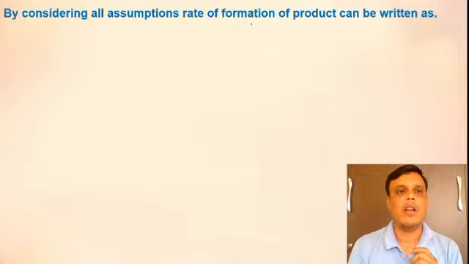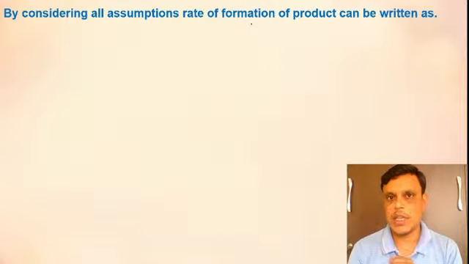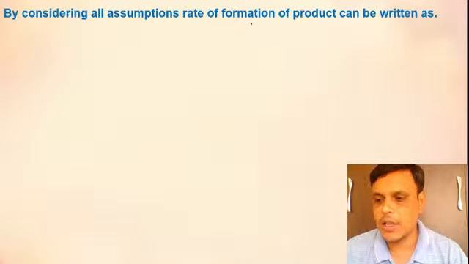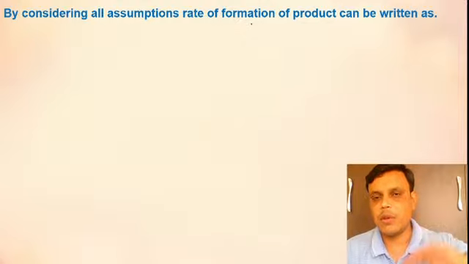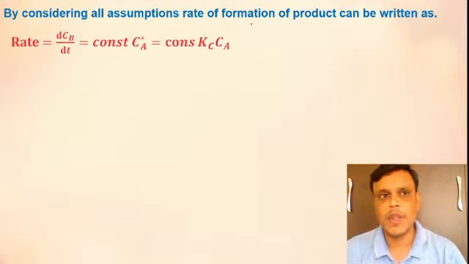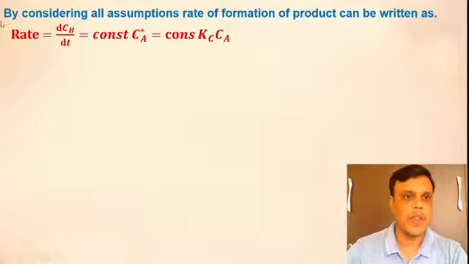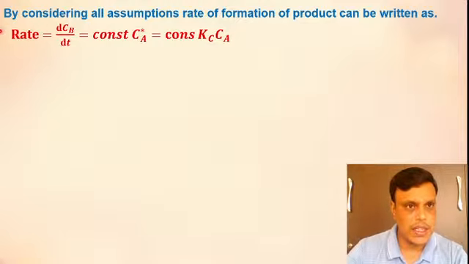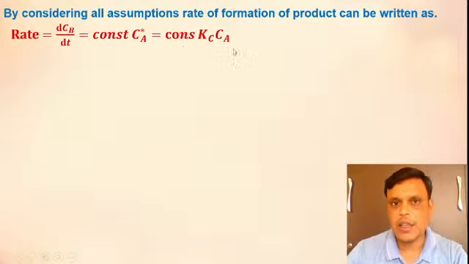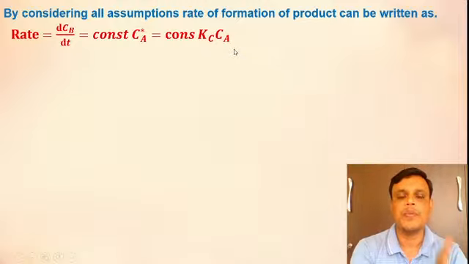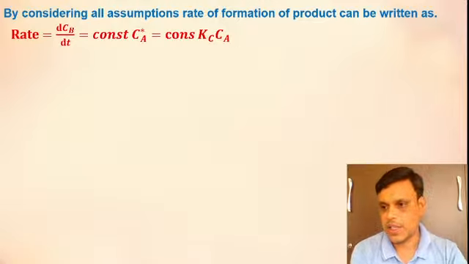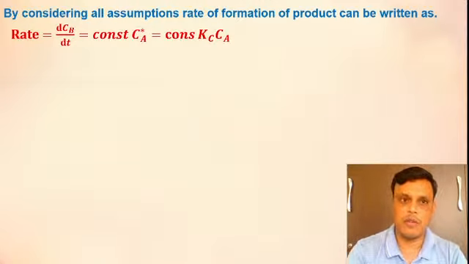Okay. Now by considering all the assumptions, rate of formation of product can be written as follows. We will consider all the assumptions and write down the rate of formation of product. According to all assumptions, rate is equal to dCb by dt, which is equal to constant C star A, which is equal to constant Kc into Ca. So this is the result of all four assumptions.